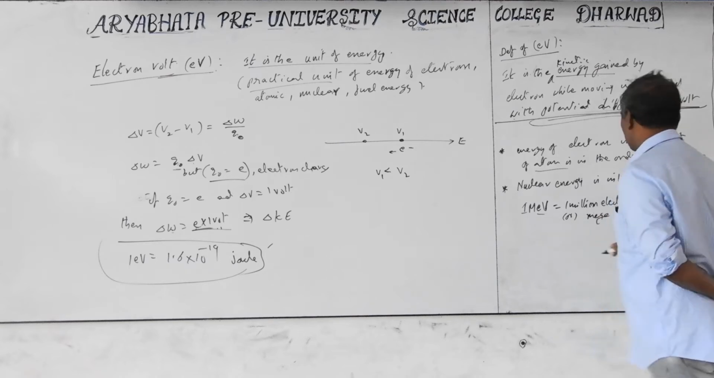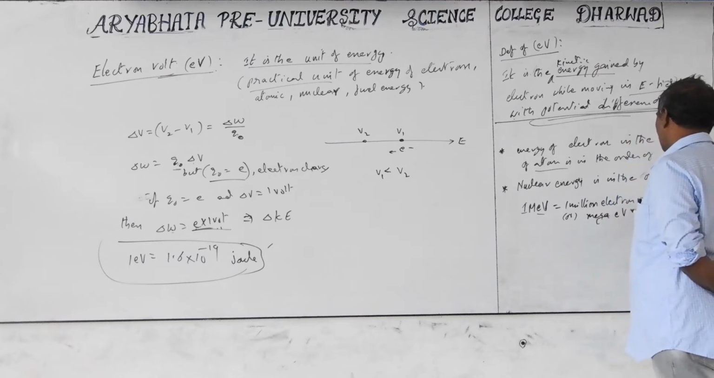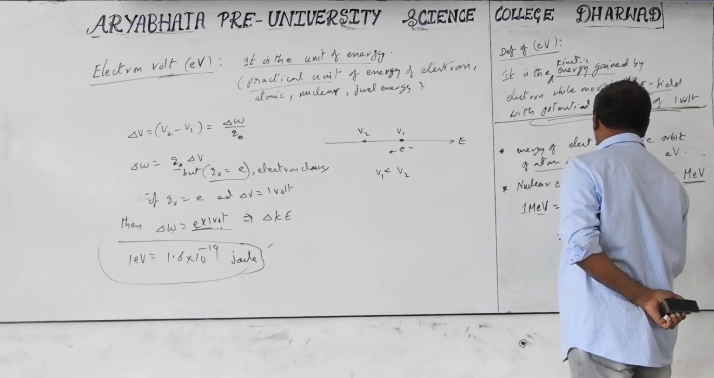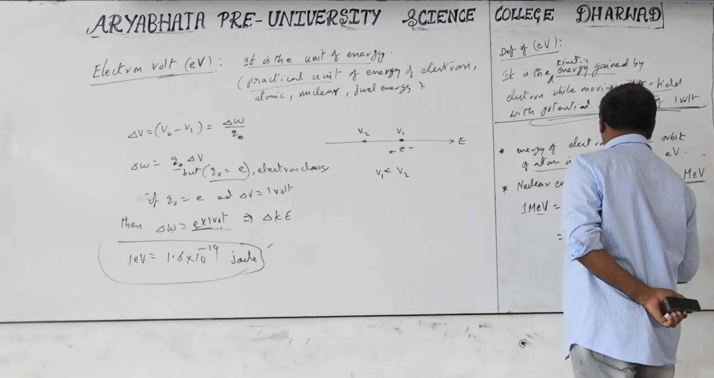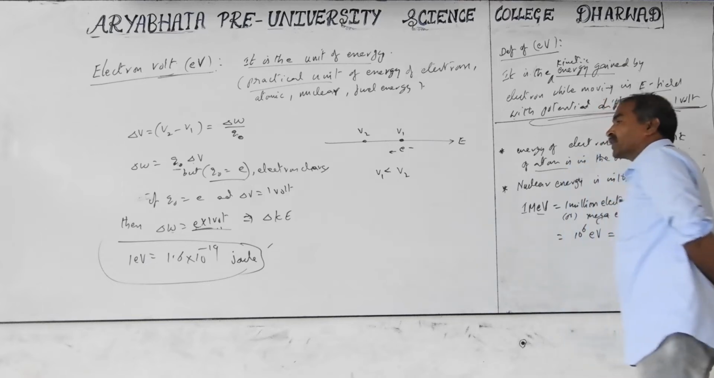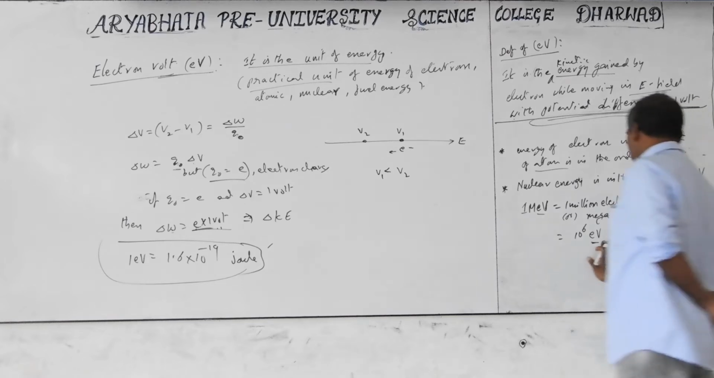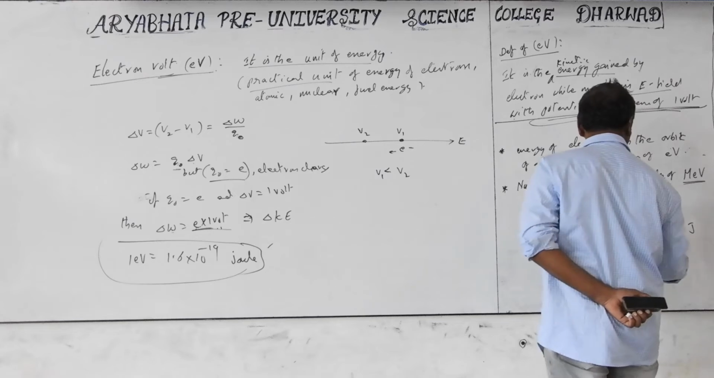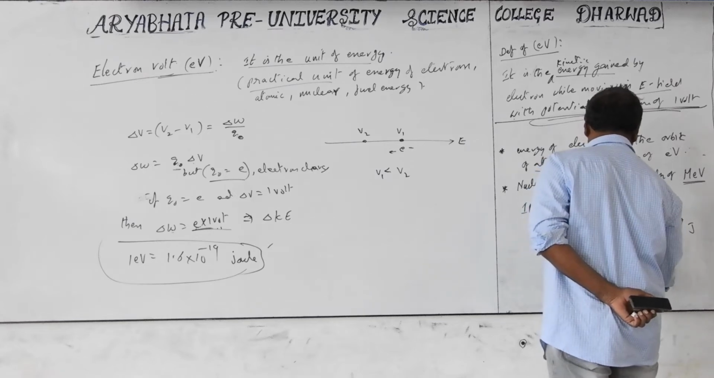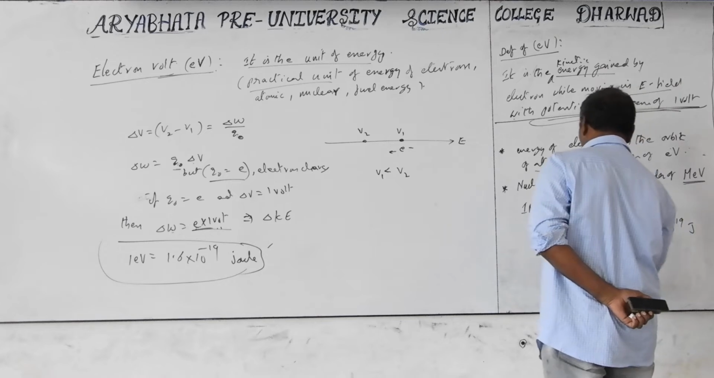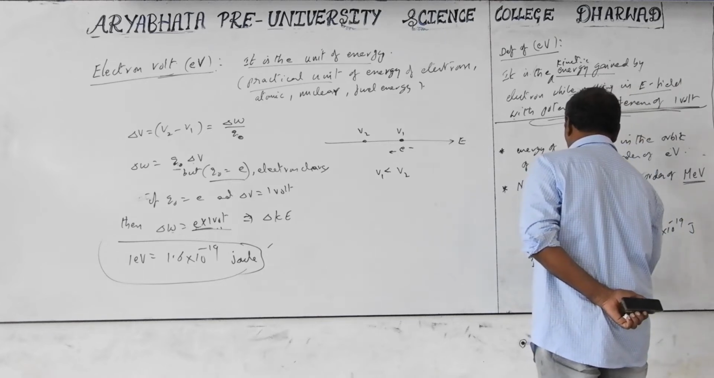Mega or million is 10 to the power of 6. Mega means 10 to the power of 6 electron volts. Converting into energy, 1 electron volt is 1.6 into 10 to the power of minus 19 joules. So 10 to the power of 6 into 1.6 into 10 to the power of minus 19 joules equals 1.6 into 10 to the power of minus 13 joules. This is 1 million electron volts.